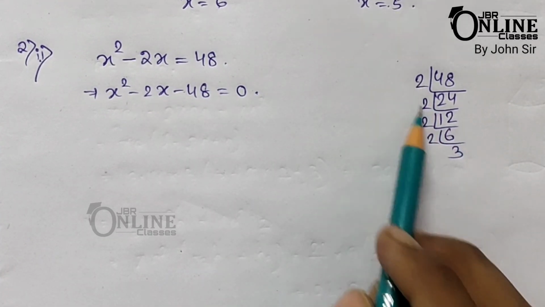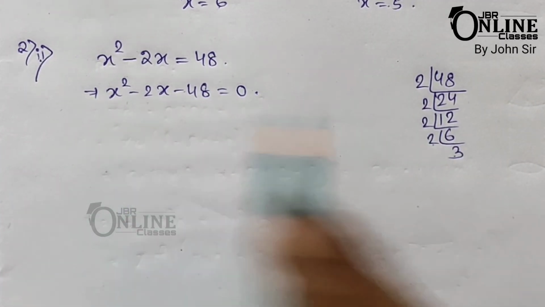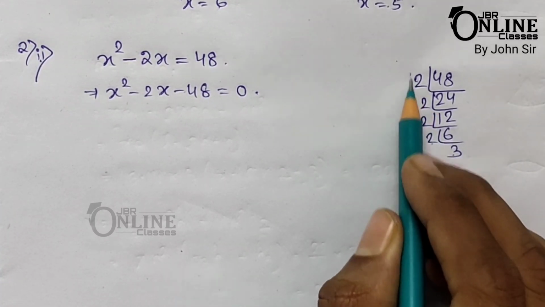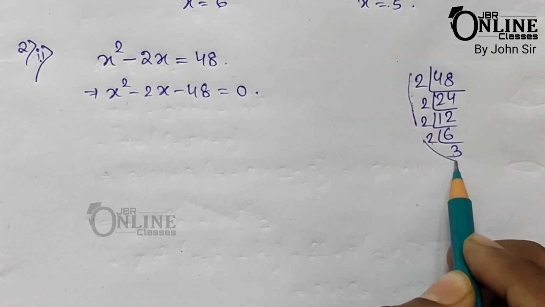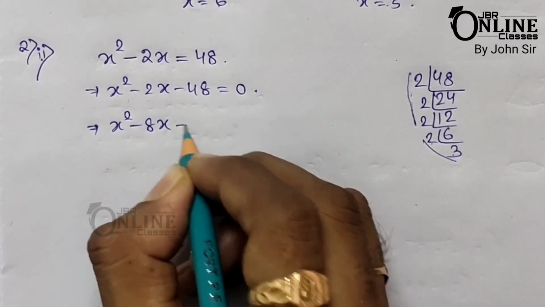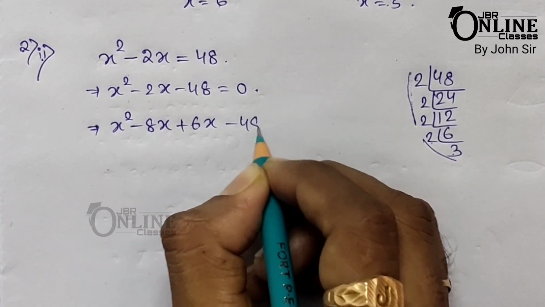Okay, so here 2, 2, 2, 2 and 3. You have to make 2. So 3 into 2 is 6, and here 2 into 2 into 2 is 8. So this 3 2 makes 8 and this 2 6. So you can write down here x square minus 8x plus 6x minus 48.